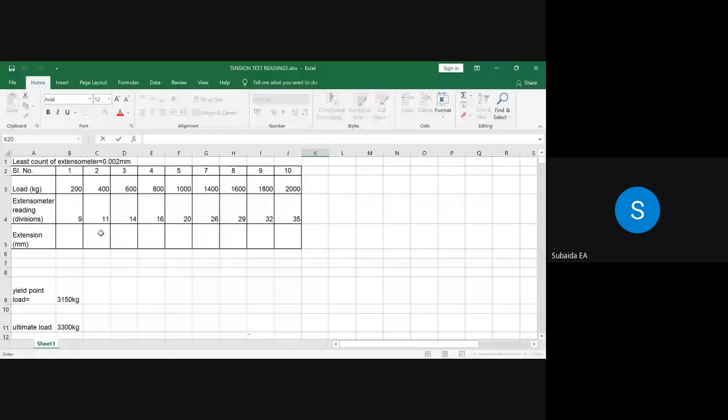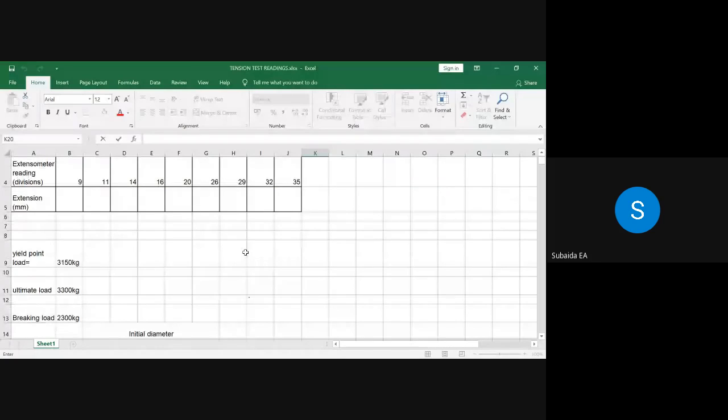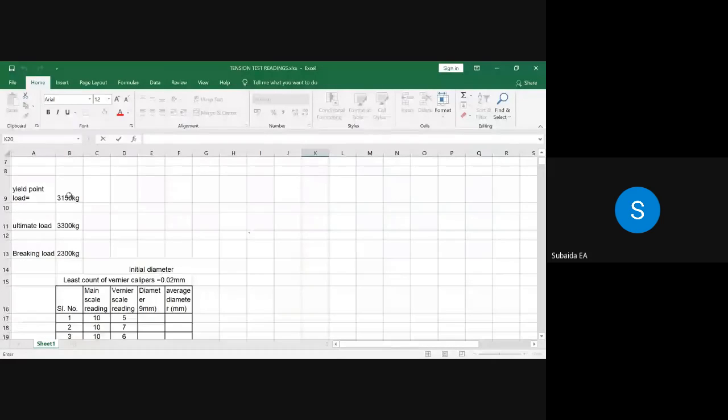Now you are given the different load values. The yield point load is 3150 kg, ultimate load 3300 kg, breaking load is 2300 kg. Now these values can be utilized for yield stress, ultimate stress, the nominal breaking stress and the ultimate breaking stress respectively.